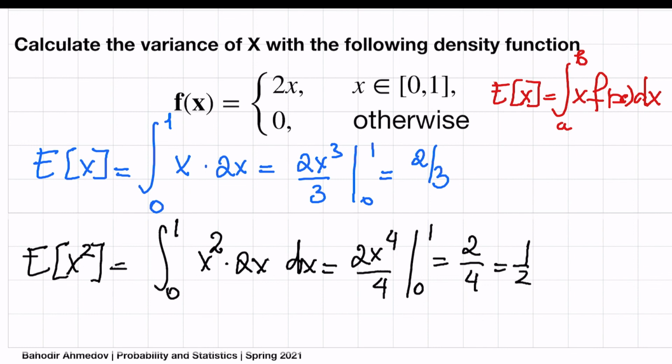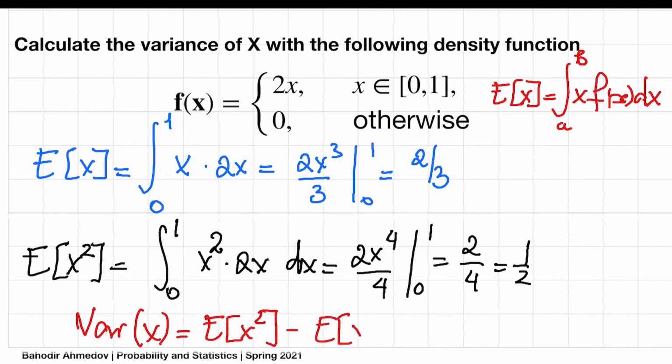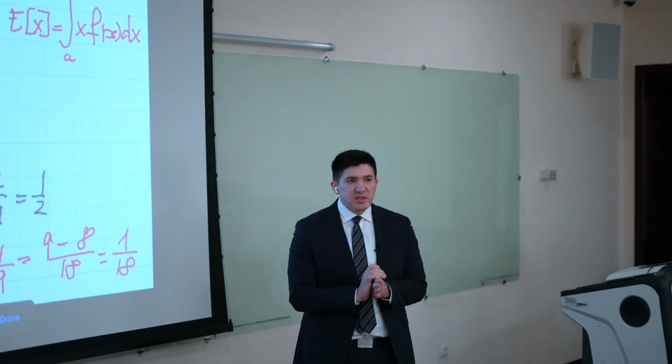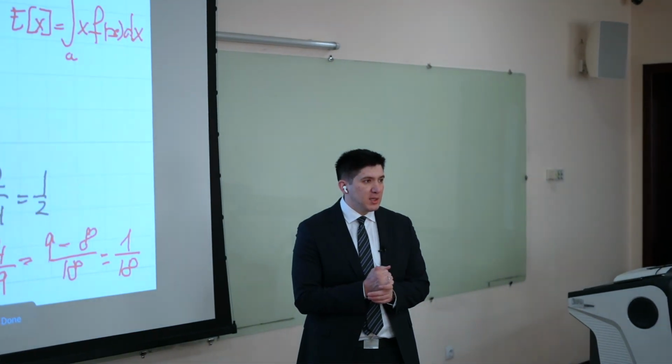And the variance of this variable X is going to be the expected value of X squared minus the expected value of X, squared, which is equal to 1 over 2 minus 4 over 9. If you give the common denominator, it's going to be 9 minus 8, right? Divided by 18, or it's going to be 1 over 18. So this is how we are going to evaluate the variance of a random variable in the continuous case. And this is pretty much the same way as we did this before.